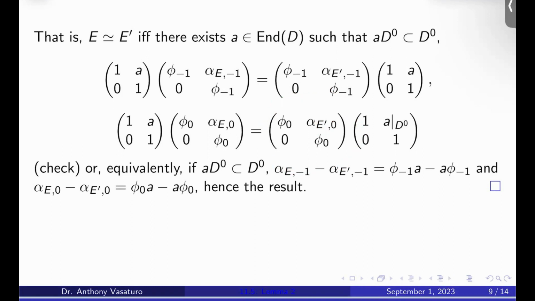But then you can just do the math, so to speak. This is equivalent to the fact that if A D0 is in D0, then alpha E negative 1 minus alpha E prime negative 1 is phi negative 1 A minus A phi negative 1. And the same thing with negative 1s replaced by zeros: alpha E0 minus alpha E prime 0 equals phi naught A minus A phi naught. And then it's a very fast check from here that you get the result for free. The second and third groups in the lemma are isomorphic.